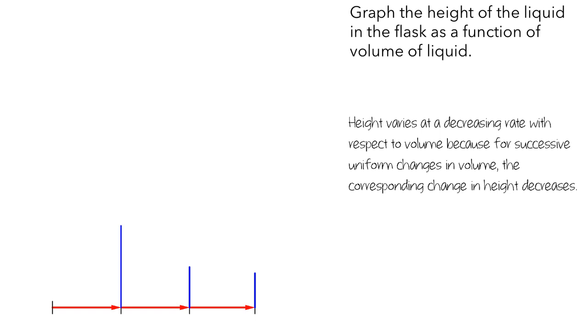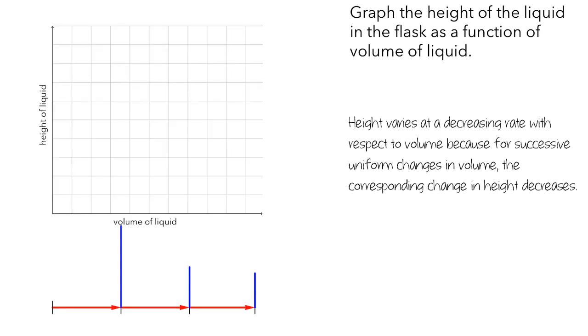Now let's make a graph. In this case, the initial height was 0. We can plot this point at the origin. The length of the red arrows would indicate horizontal changes on the graph. The length of the blue segment would indicate a corresponding vertical change on the graph. So now we have another point on the graph. Let's go ahead and plot the next 2 points.